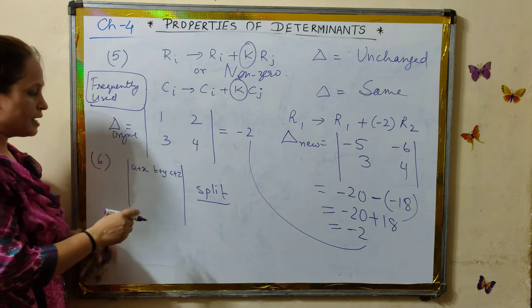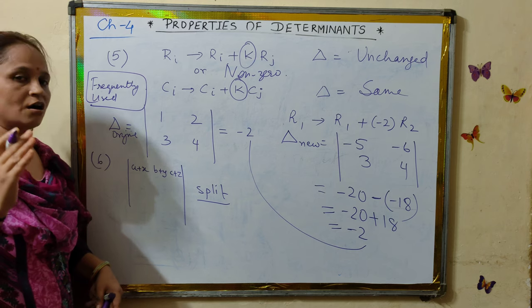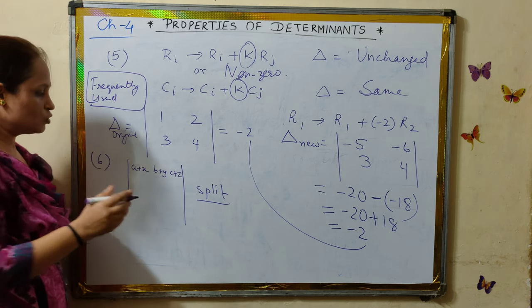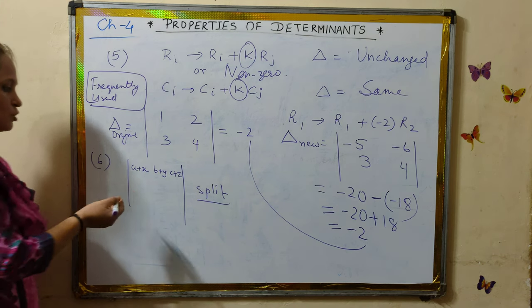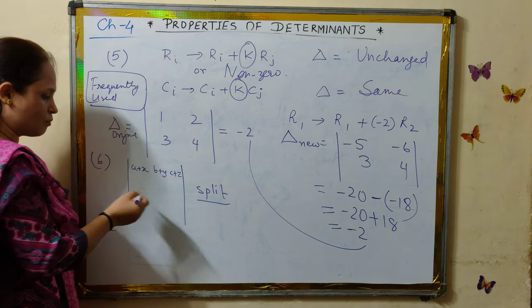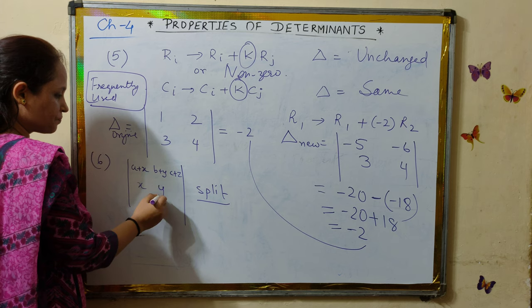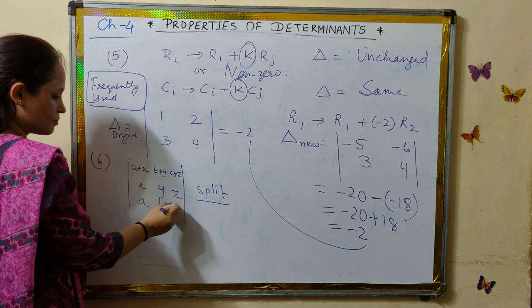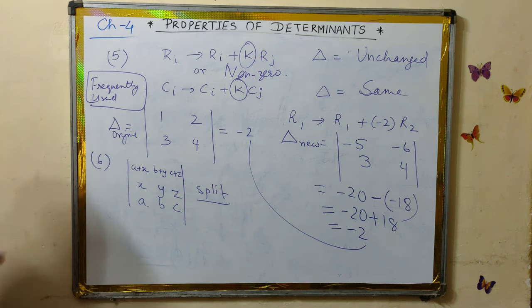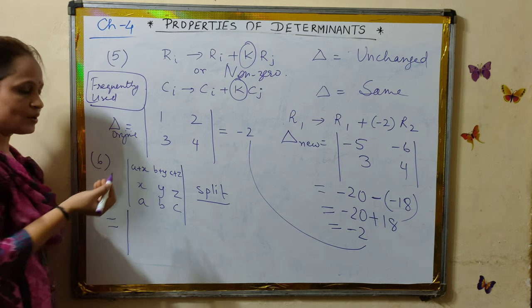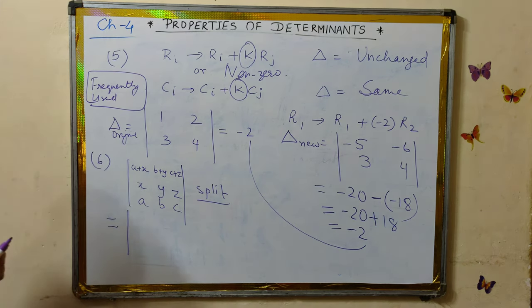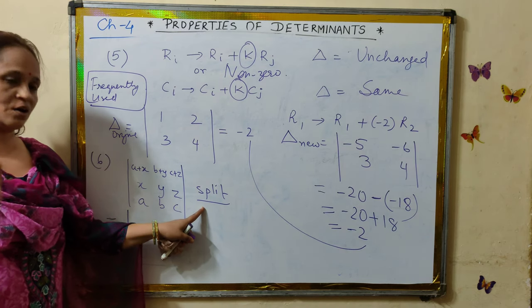Whether in a column or a row, at one time you can split on the basis of only one row. So suppose in row 1 I have binomial entries, and the remaining two rows are, let's say, monomials. Simple. I can break up this determinant and simplify it further like this. How can we split it now? Let's see how we split it. First of all, understand where we are going to split.